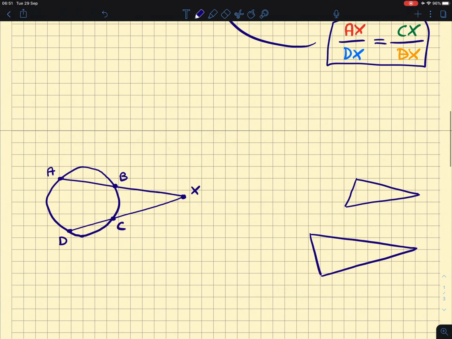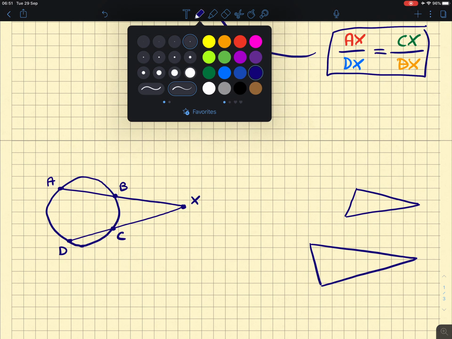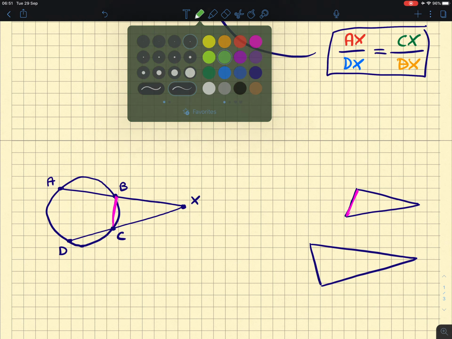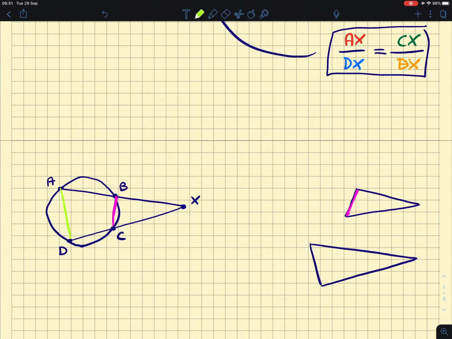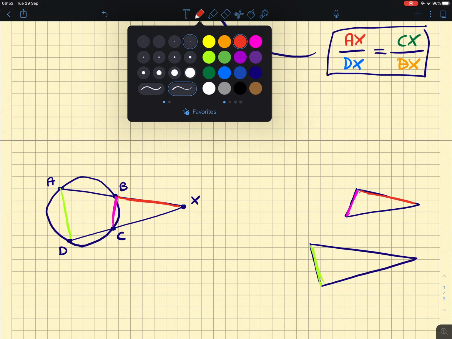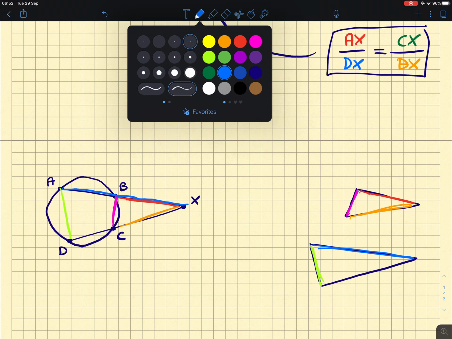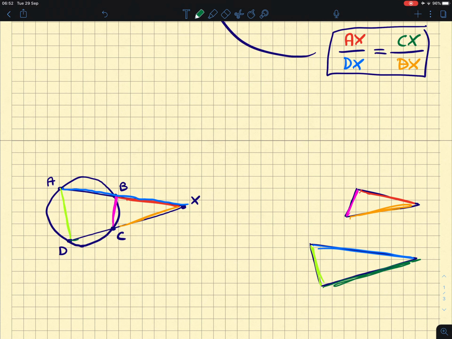The proof involving secants is quite similar. You have similar triangles again, just to briefly go through this. If I connect B and C like that, that's this length here. If I connect A and D like this, that's that length here. And then I'll join up BX there in red, CX in orange, light blue for all of this length here, AX, and dark green for all of this length here, DX.